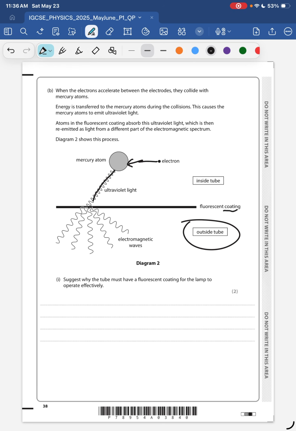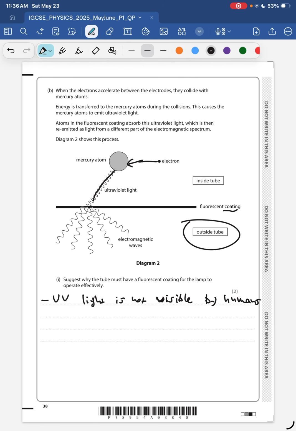Question 1, suggest why the tube must have a fluorescent coating for the lamp to operate effectively. Okay, so UV light is not visible by humans. I think bees actually see UV light, but please check and let me know in the comments. And I think there are other animals that see UV light. Some animals see infrared light, but we don't. So yeah, bad luck.